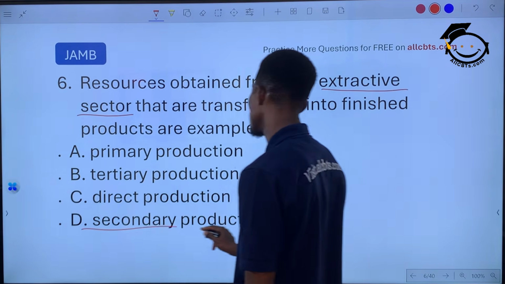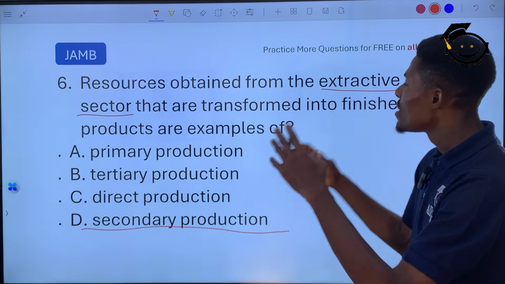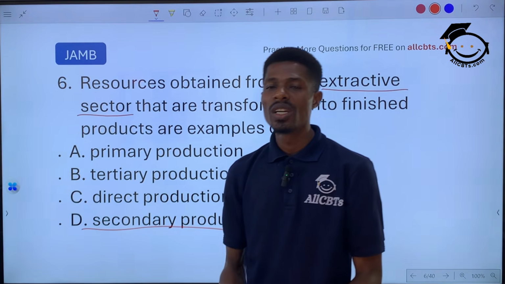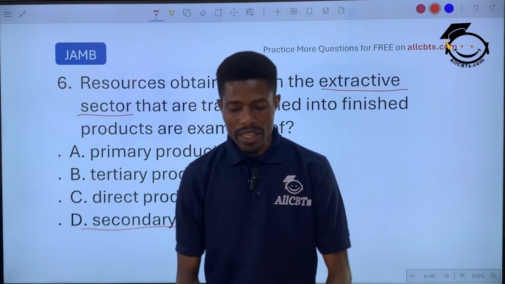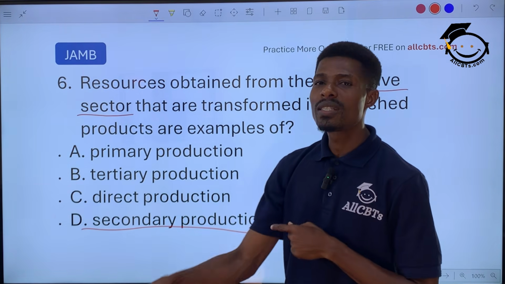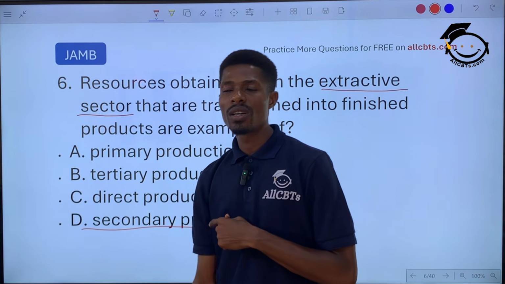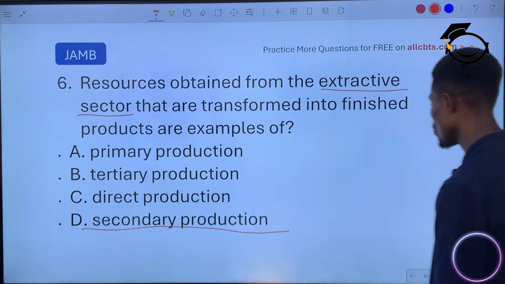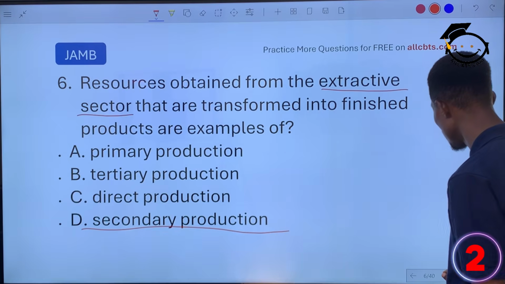D, secondary production. Why secondary production? Secondary production is the aspect of production that takes raw materials and transforms them into semi or finished products that will meet the needs or wants of consumers. So our correct answer is option D.